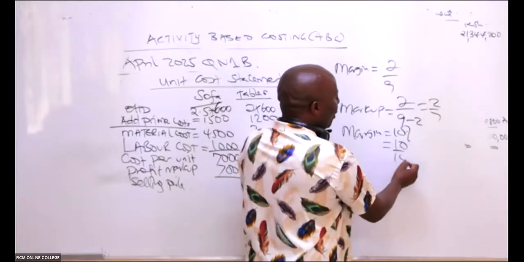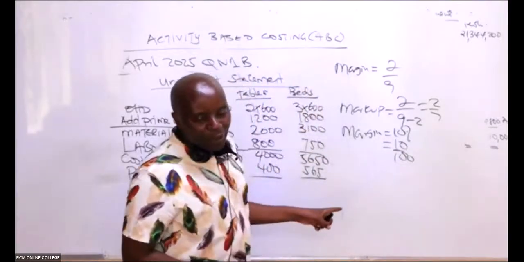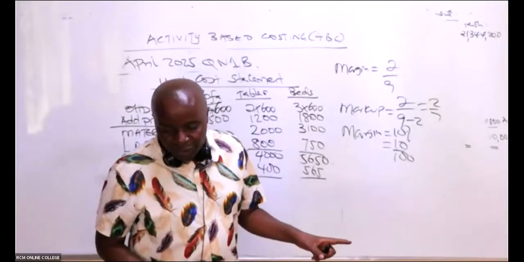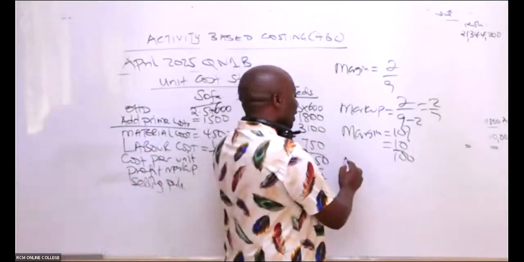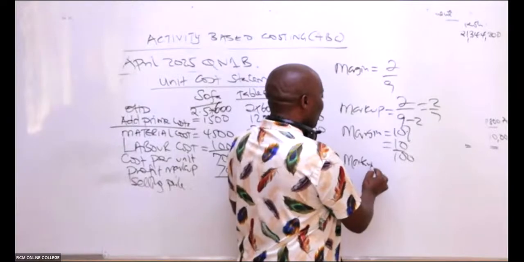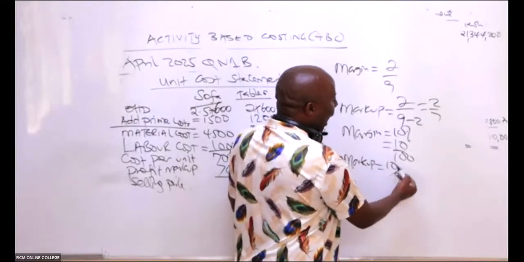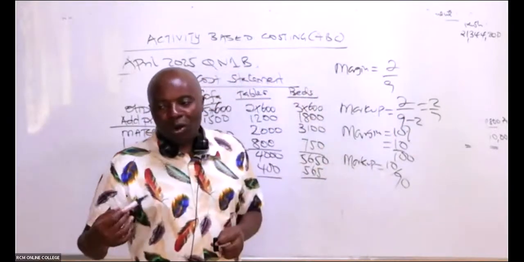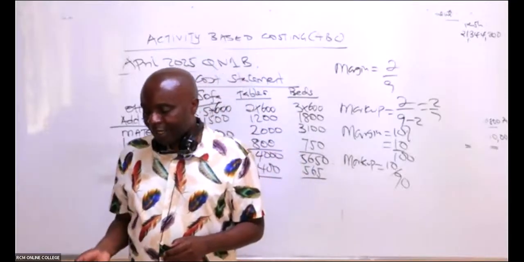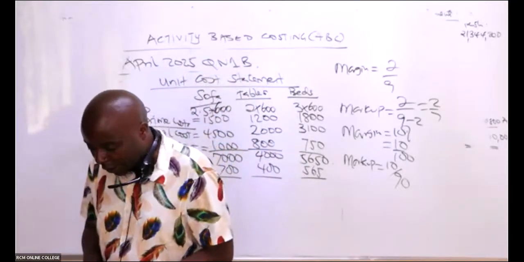10% is the same as 10 over what here, somebody? 10 over 100. So if margin is 10 over 100, then markup will be 10 over 90, which is the same as 1 over 9. I hope some learning has taken place.